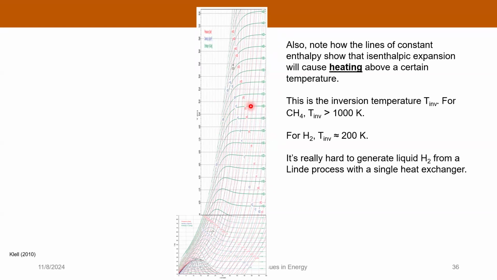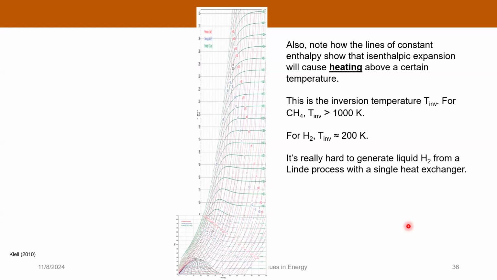You have to get below what's called the inversion temperature, which is where those lines of constant enthalpy kind of switch their orientation. So for natural gas, the inversion temperature is 1,000 Kelvin, so we don't ever have to worry about that. But for hydrogen, it's about 200 Kelvin, so that's minus 73 degrees Celsius. And so that's down right around here. You can see where these lines go from heating to having cooling under certain conditions. And so the result of this is that if you're trying to use the same type of Linde process with a single heat exchanger, it's very, very difficult to liquefy hydrogen.